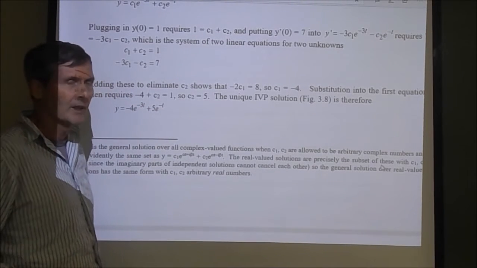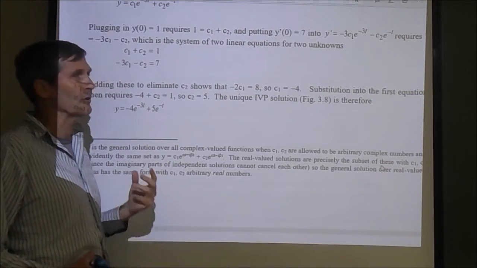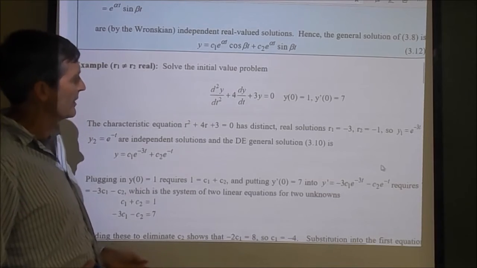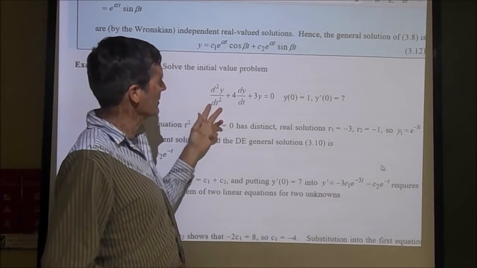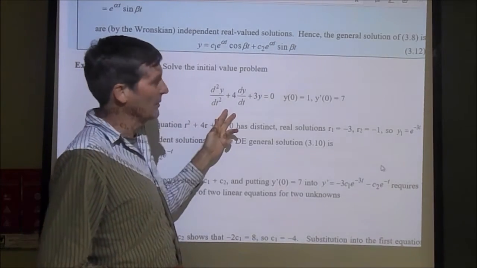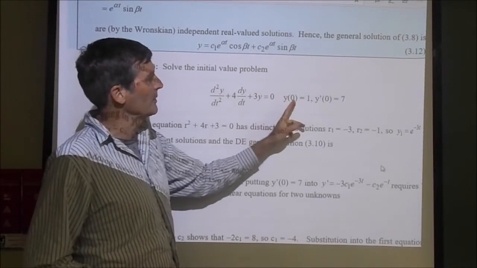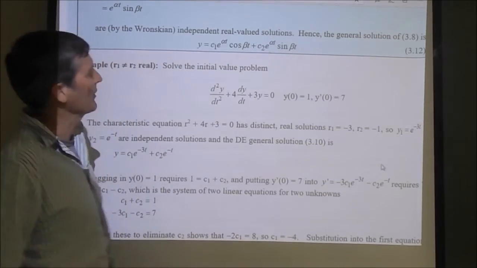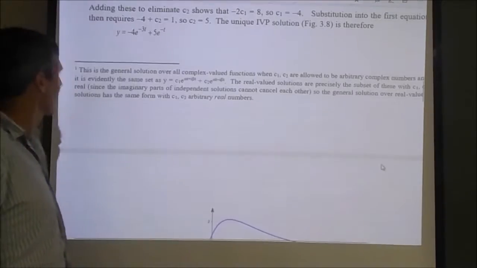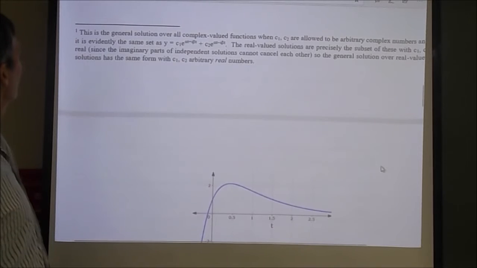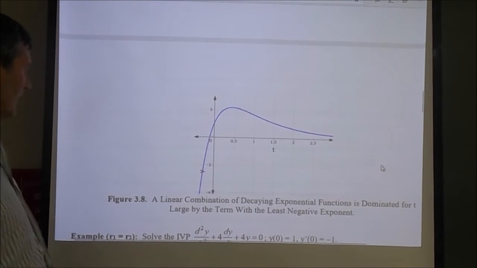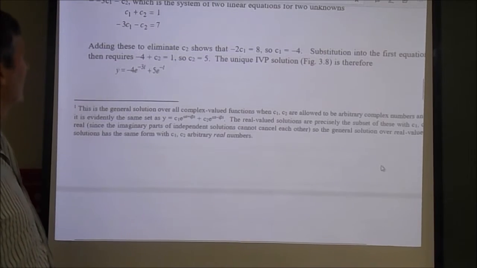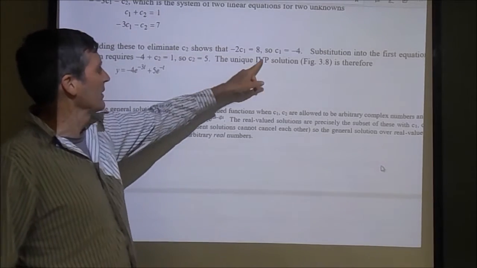That is the unique solution to the initial value problem. Just like our first order equations usually took one initial value to get a unique solution out of the set of all solutions, for these, we get a unique solution always out of two initial values, one for y and one for y prime, at the same value of t. Here's the sketch of this initial value problem solution.